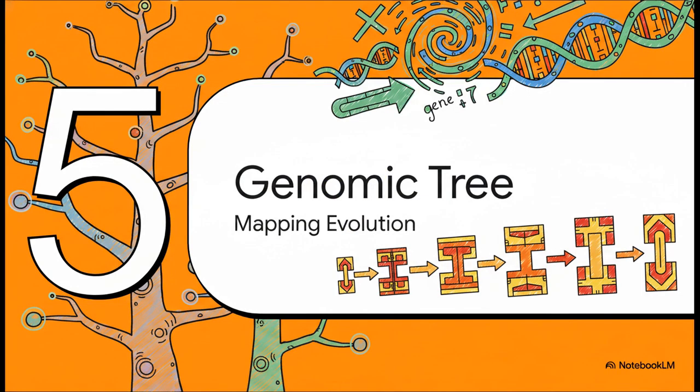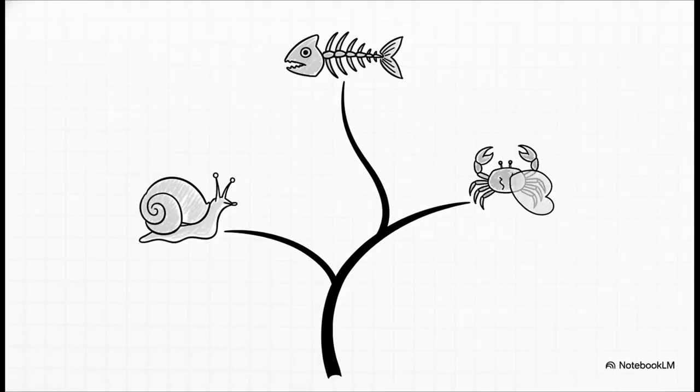Finally, Section 5, the genomic tree of life. Having analyzed the cellular glue, the complex gene regulation, and the developmental body plans, it is time to zoom all the way out. Let's look at the entire phylogenetic tree through our modern genomic lens. When we look at bilaterally symmetrical animals, genomic data groups them into three major clades.